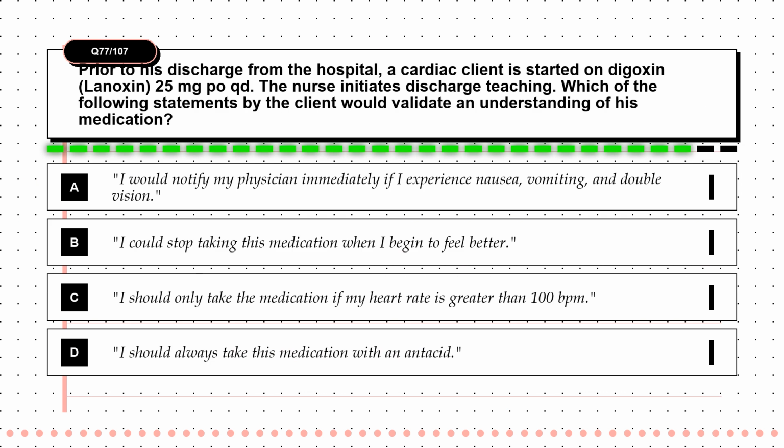Question 77. Prior to his discharge from the hospital, a cardiac client is started on digoxin (Lanoxin) 25 mg PO QD. The nurse initiates discharge teaching. Which of the following statements by the client would validate an understanding of his medication? Here are the options. Option A. I would notify my physician immediately if I experience nausea, vomiting, and double vision. Option B. I could stop taking this medication when I begin to feel better. Option C. I should only take the medication if my heart rate is greater than 100 bpm. Option D. I should always take this medication with an antacid.